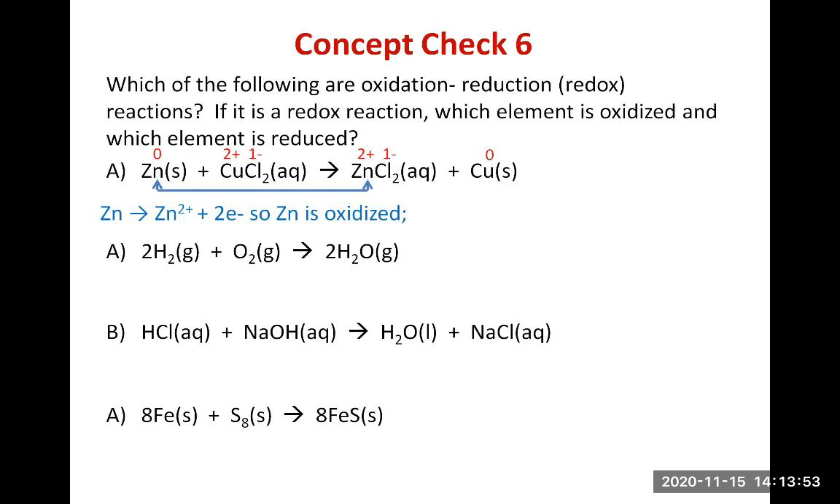So zinc is oxidized here, and then copper, we see how copper has become from a 2 plus ion, it becomes the elemental copper, you know, Cu metal with 0 charge. So if we write the half reaction, it's going to be Cu2 plus 2 electrons gives Cu. Right, we need to give 2 electrons to the cation Cu2 plus so that it becomes an electrically neutral Cu. And so it has gained electrons. The Cu2 plus has gained electrons, so the Cu2 plus is reduced.